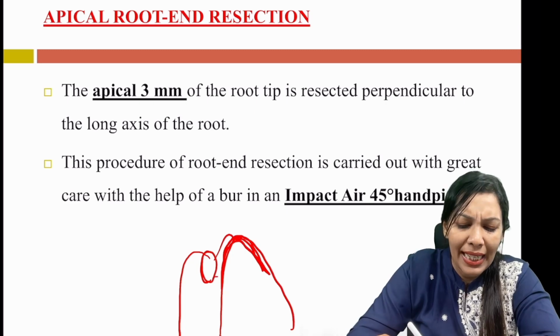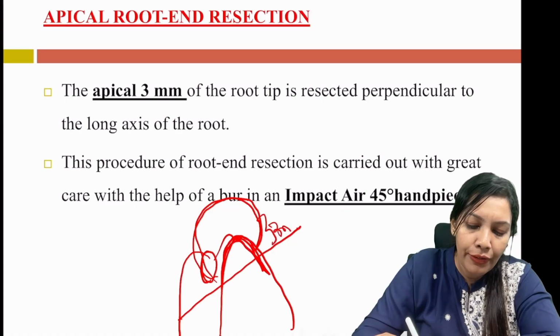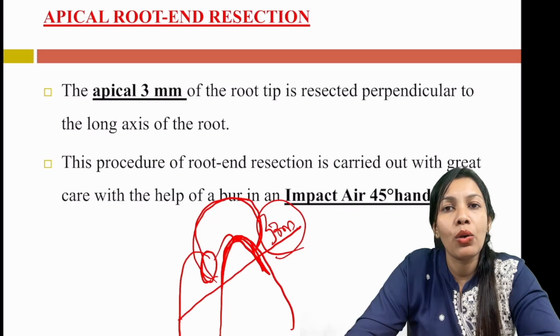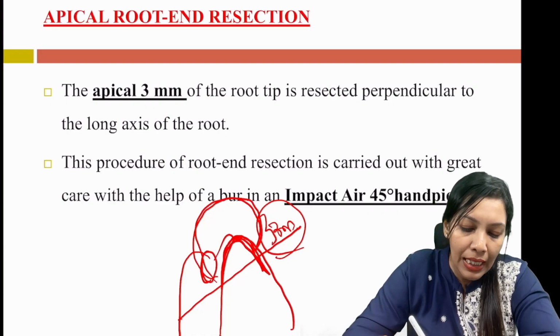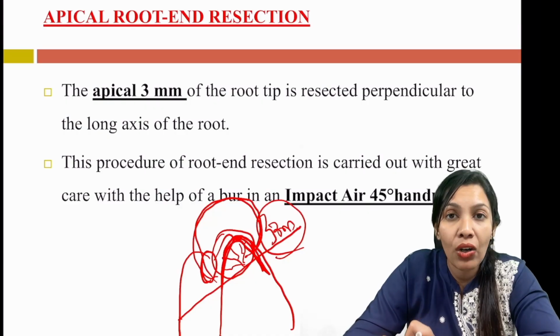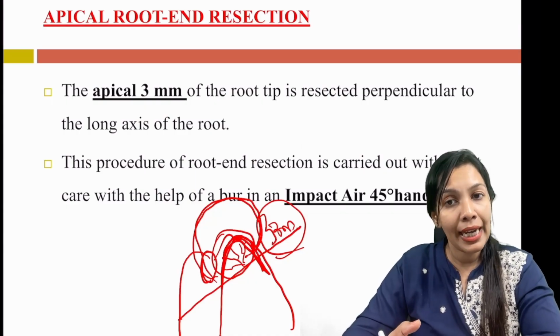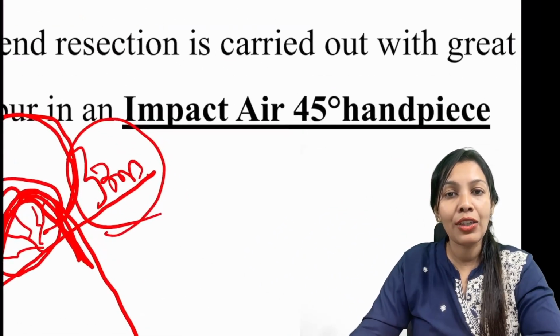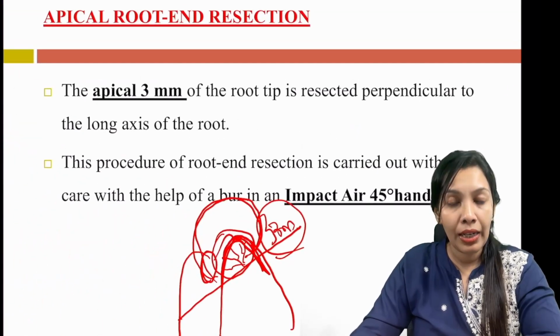Now, we know that in the case of reinfection, apicoectomy is done. Why is apicoectomy done? Especially 3 mm of the root end is cut, perpendicularly resected. That is because this 3 mm consists of a large amount of accessory canals and lateral canals which can harbor a large amount of microorganisms, which might be the reason for reinfection cases. In these cases also, the Impact Air 45-degree handpiece can be used.